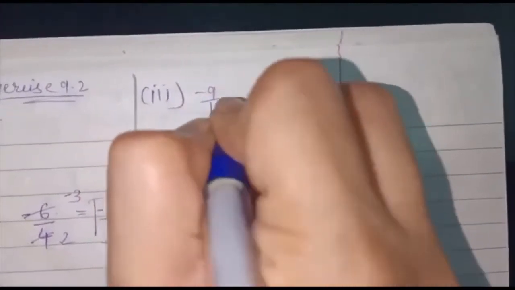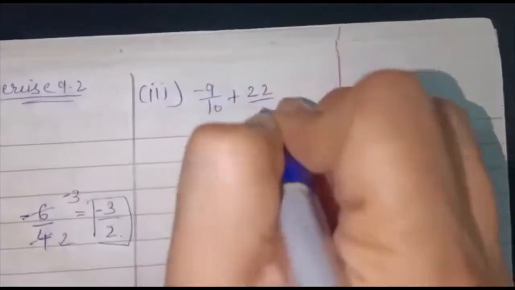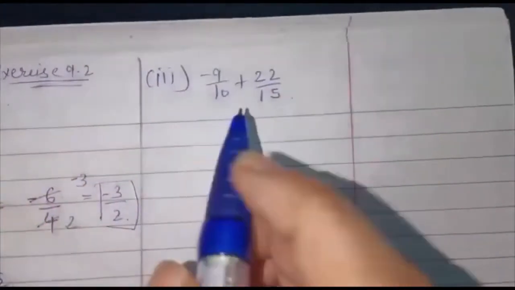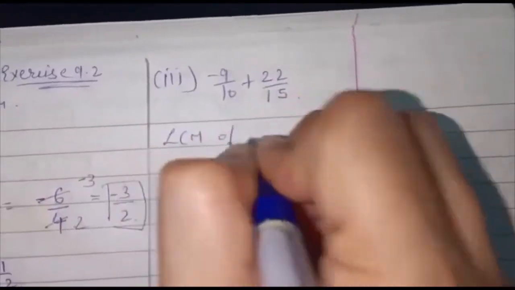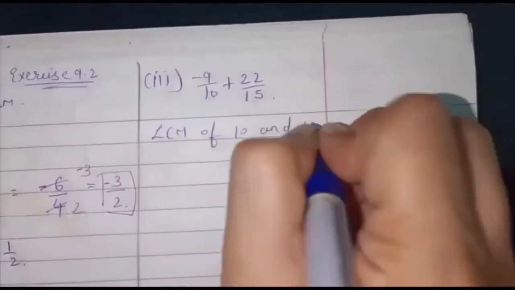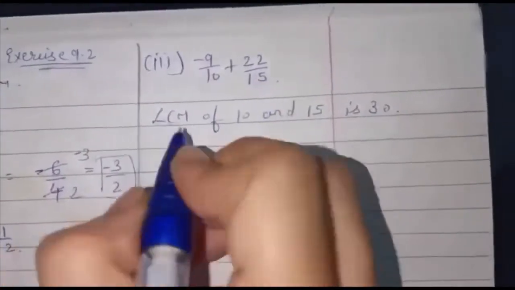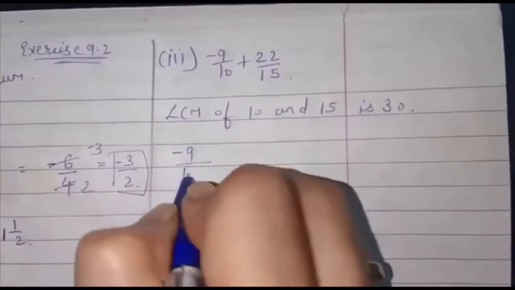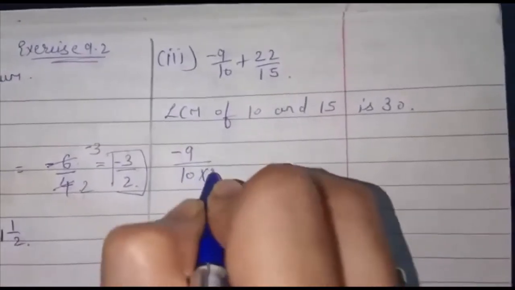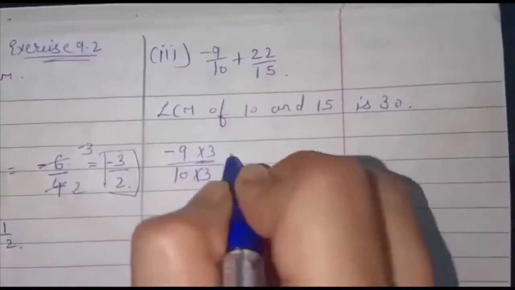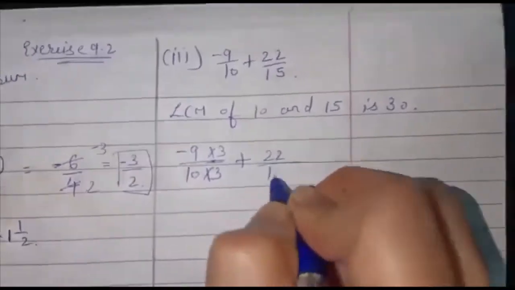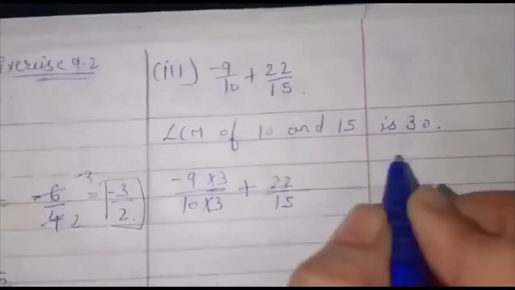Now the third number, minus 9 upon 10 plus 22 upon 15. Here also the denominators are different, so we will take the LCM. The LCM of 10 and 15 is 30. So now we will make the denominator 30. Minus 9 upon 10: with which number will 10 multiply? With 3, down 3, up also 3. Then 22 upon 15. Now 15 also we need to make 30.